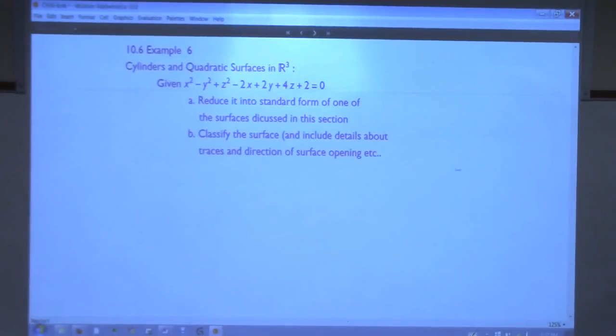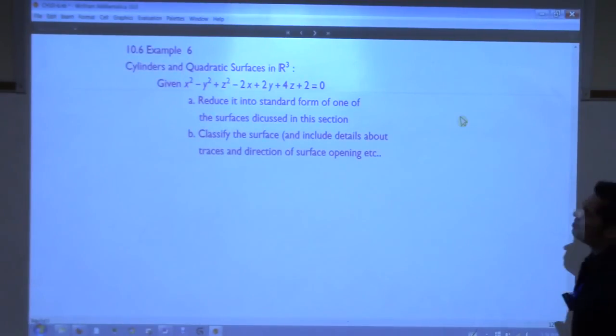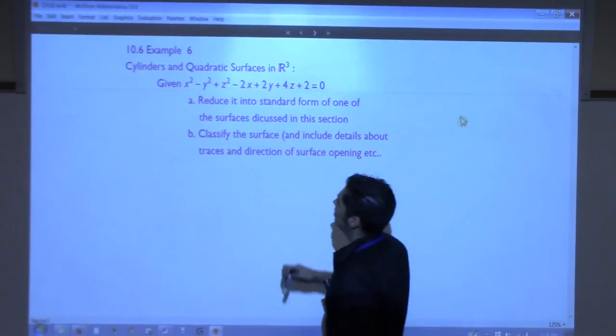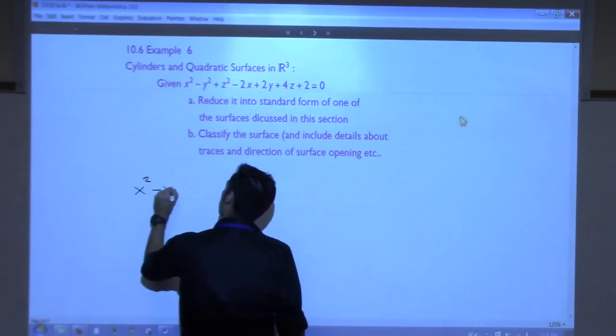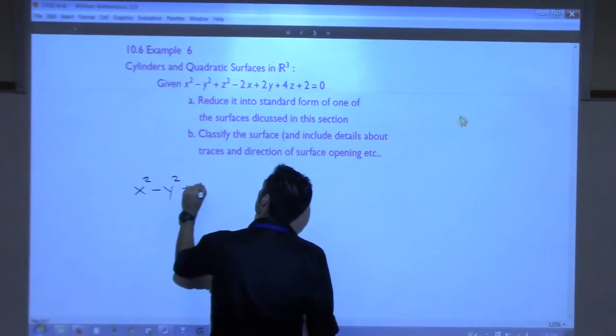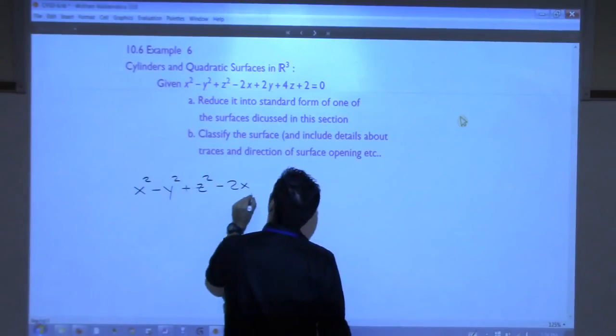I think this one will be worth us doing. I've got about 12 minutes. All right, reduce this. So I give you an equation. This is what you have to do on your homework, and this is what you'd be expected to do on an in-class test.